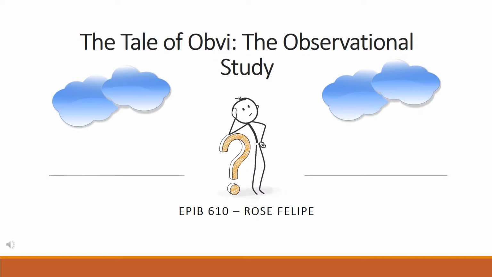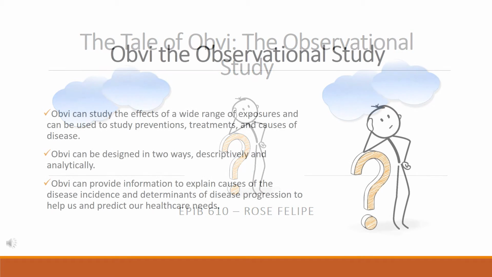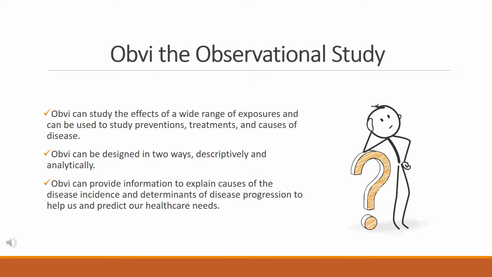Now let's meet Obvi, also known as observational study. Like myself and many of you all, Obvi has many unique characteristics and functions. Obvi can study the effects of a wide range of exposures and can be used to study preventions, treatments, and causes of disease. Obvi can also be designed in two ways, descriptively and analytically.